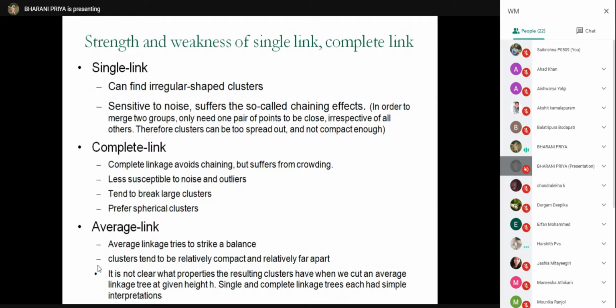And the guessing is based on already existing data or something like that. It depends on the data set you are having. It depends on your problem statement, and the problem statement depends upon your data set. For one data set and application, complete link may be better. For another, single link may be better. It all depends upon the data you are taking.